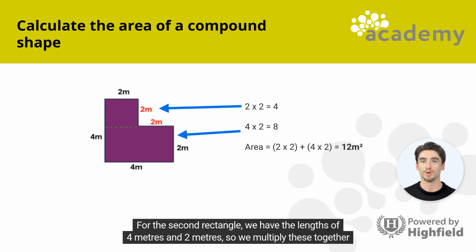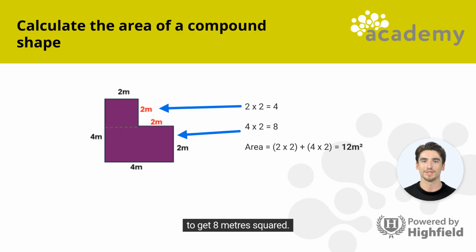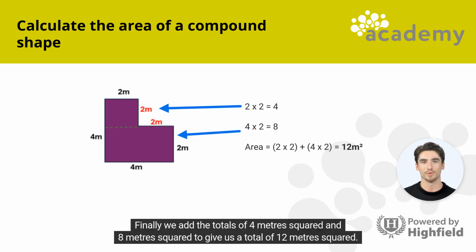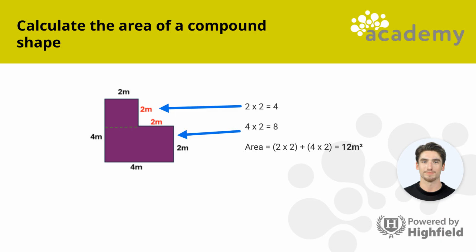For the second rectangle, we have the lengths of 4 meters and 2 meters, so we multiply these together to get 8 meters squared. Finally, we add the totals of 4 meters squared and 8 meters squared to give us a total of 12 meters squared.